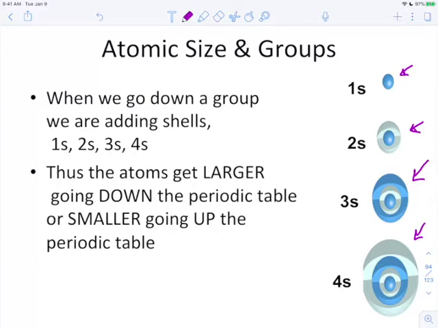So as you go down any group, your atom is going to get larger. And it's larger because it has more shells. So it's at a higher energy level, and each energy level adds one of those shells. So as you go up, it's going to get smaller because it has fewer shells. So one of the ways I remember this, and for those of you who hate my analogies, just feel free to close your ears for a moment, is I think about putting on jackets.